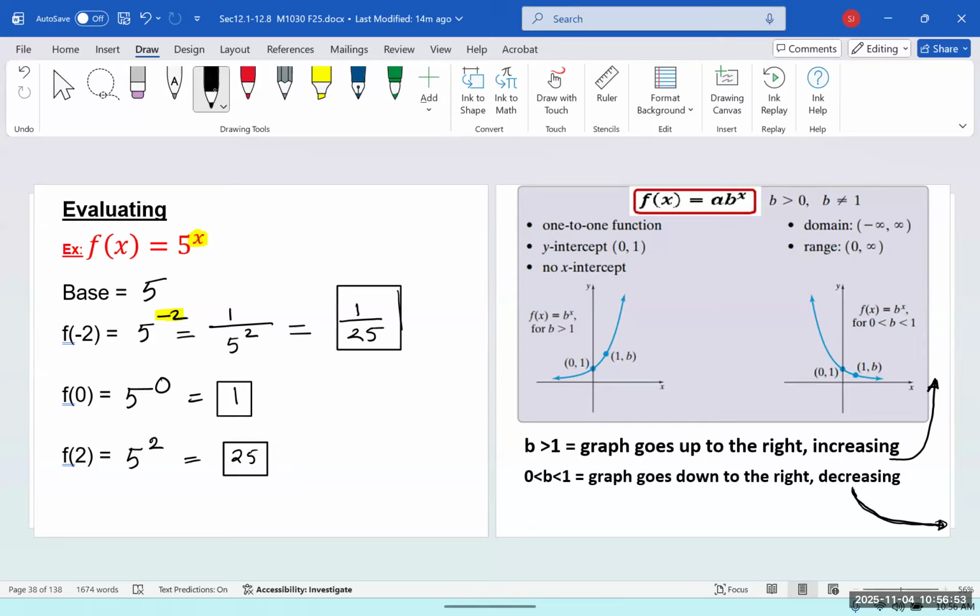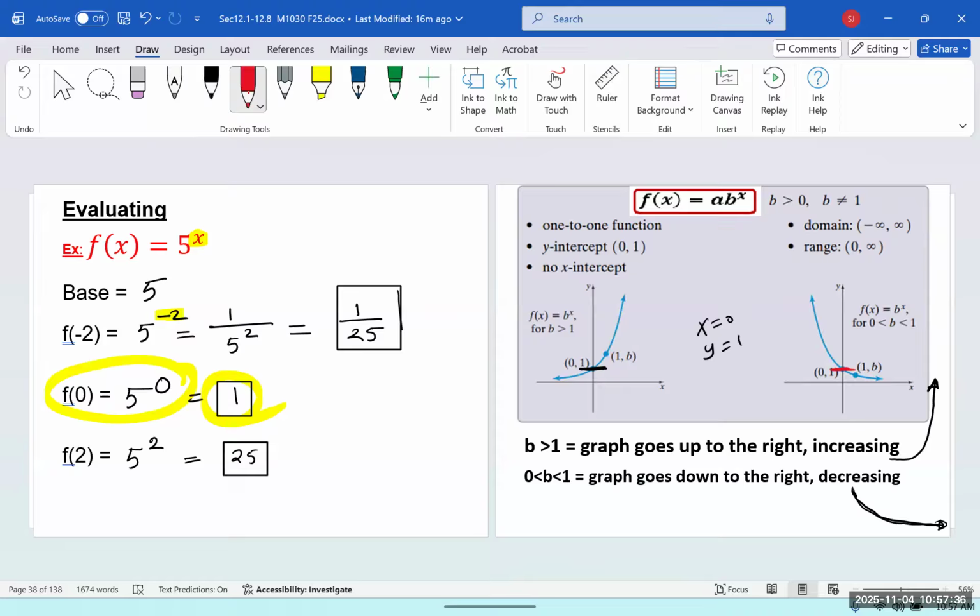All types of exponential function without any transformation always go through the y value 1. It means when x is 0, your y is always 1. For example, here, when x was 0, our y was 1. So it doesn't matter what type of exponential function you have. If you don't have any transformation, then when x is 0, your y has to be 1. So every exponential function, whether it's increasing or decreasing, will go through the y value 1. That's the y-intercept.